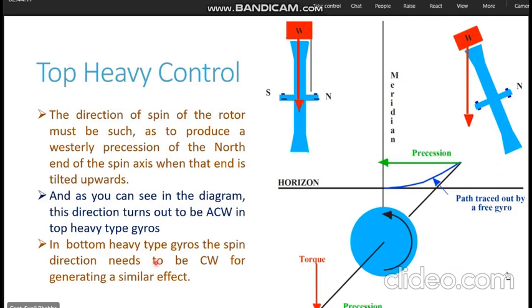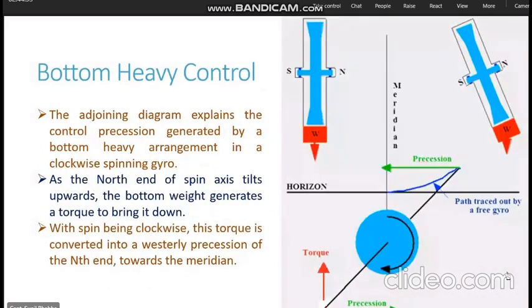Now when we go to bottom heavy type gyros, we will see that in bottom heavy type gyros, the spin direction needs to be clockwise for generating the exact same effect. Now let's have a look at a bottom heavy arrangement in a gyro which is spinning clockwise. You have a similar diagram here, the only difference being that this weight is now attached at the bottom of the casing. You can see the two ends of the spin axis represented by N and S. You can see the rotor in the middle. The black outline represents the rotor casing and this red color weight is attached to the bottom now.